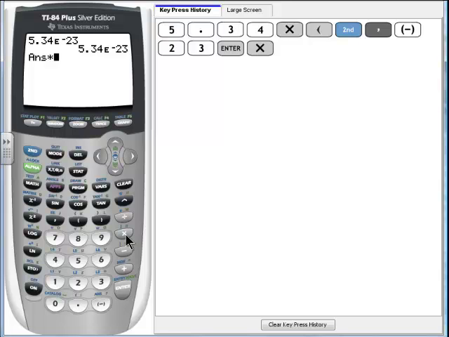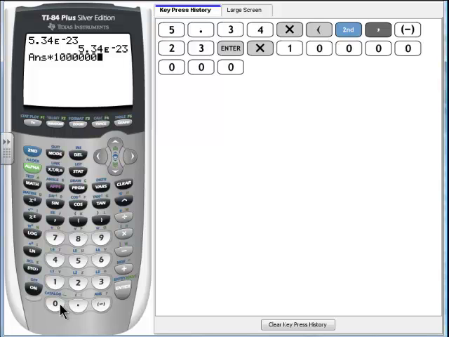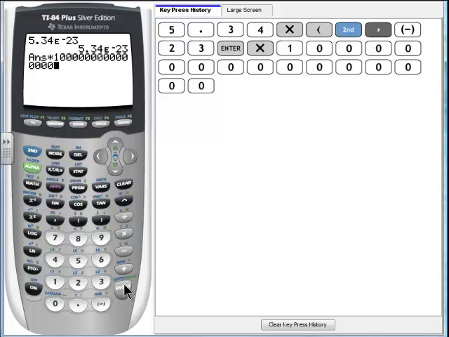And notice as soon as I say times, it was looking for something in front of the times, so it automatically assumes whatever the previous answer was. So I didn't have to enter anything there, and we'll just put in a number. So it uses that previous answer for me.